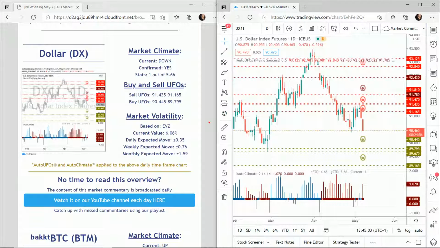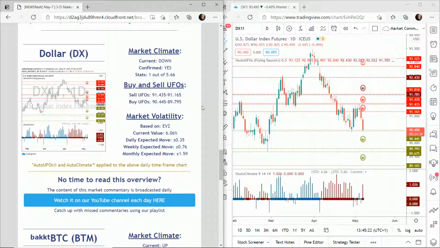So in terms of volatility, the US dollar is not particularly volatile compared to other markets. So you'd expect movement up or down in one day of 0.35 points, in 1 week up or down of 0.76 points, and in 1 month up or down of 1.59 points. Again, overall there, but buy orders that we've just hit are likely to play out, I guess, over the next few days.